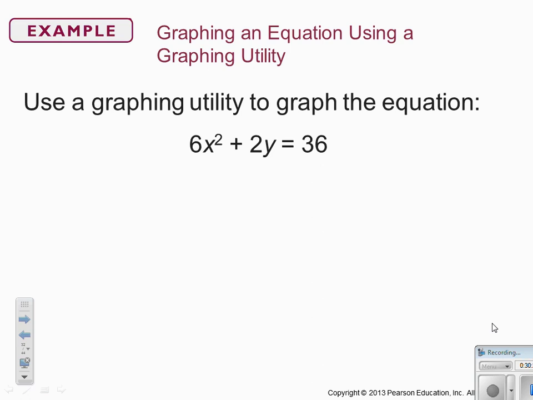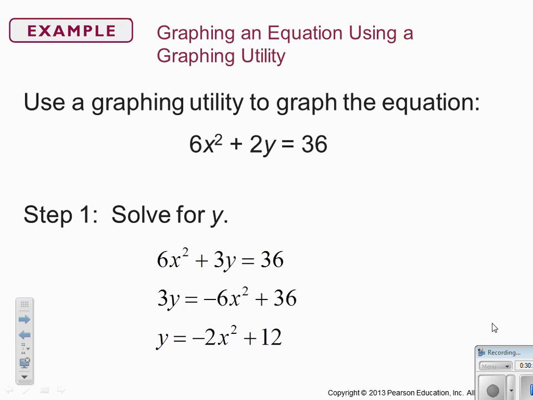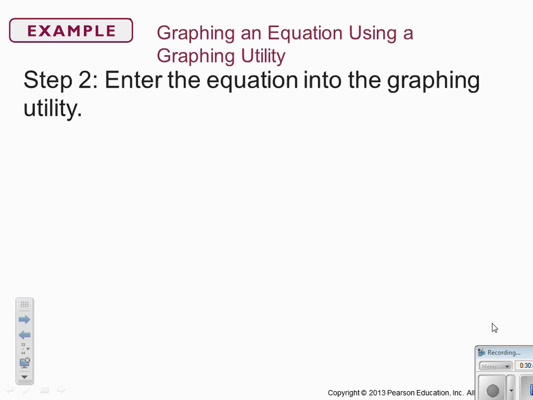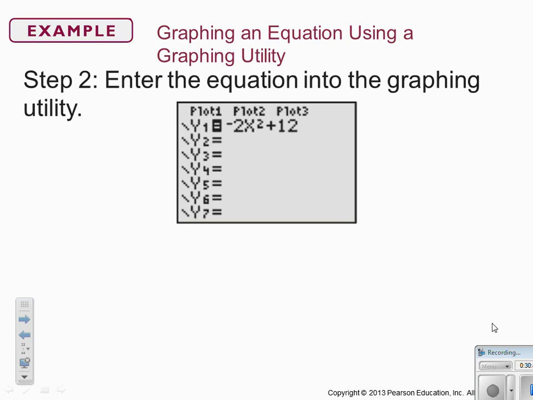Okay, if I have a squared term on my x, it doesn't change anything. I'm still solving for y. And I put y equals negative 2x squared plus 12. Nice little parabola. It goes in your y equals area.